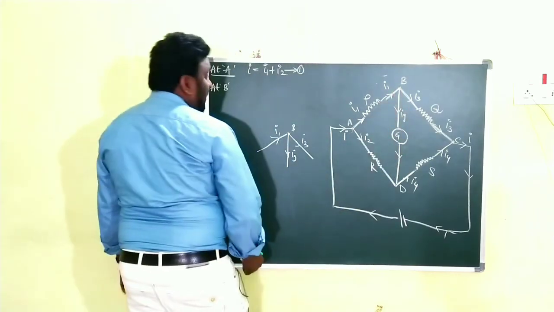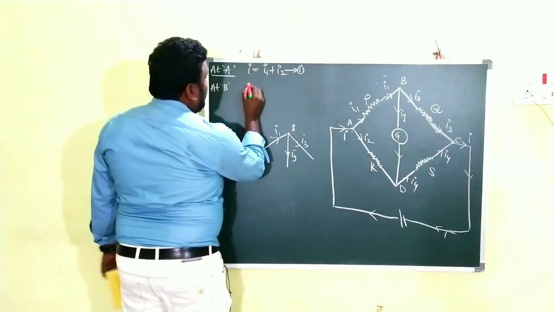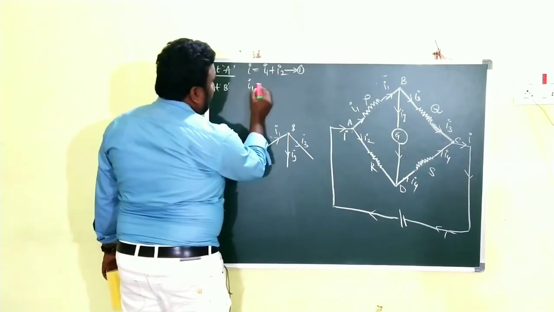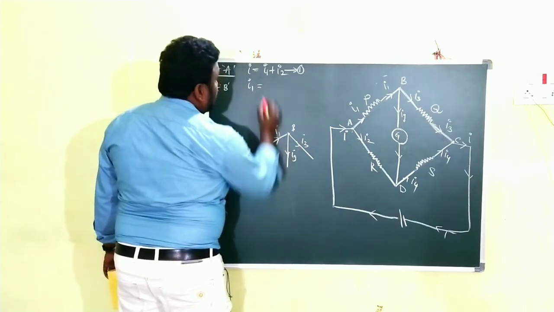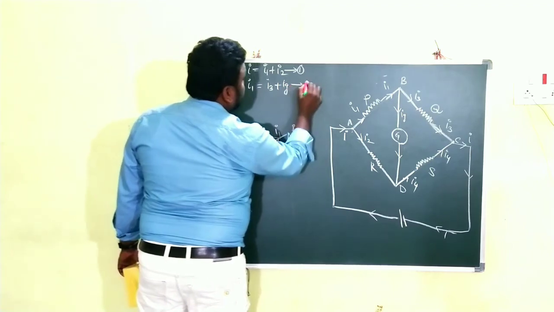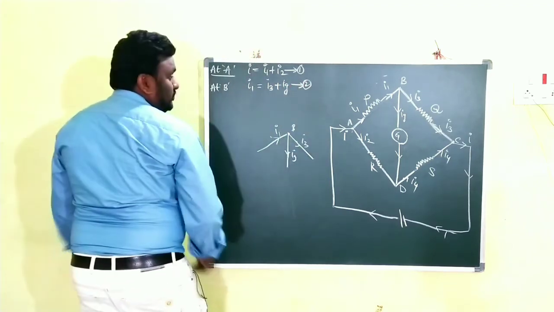That's why here, what do you have to write, children? At B, I1 is entering, so the amount of current entering is I1, and leaving is I3 plus IG. So I1 is equal to I3 plus IG. Now this is equation number 2. Clear children?